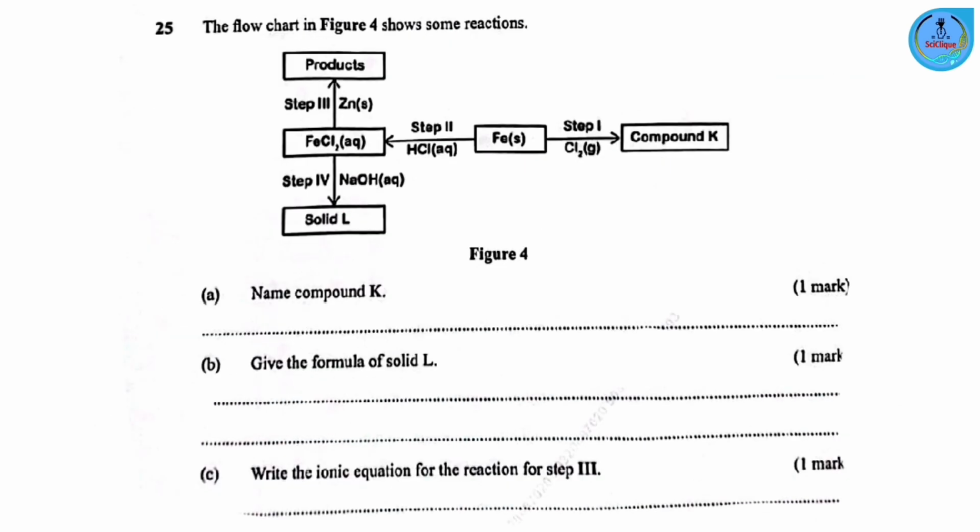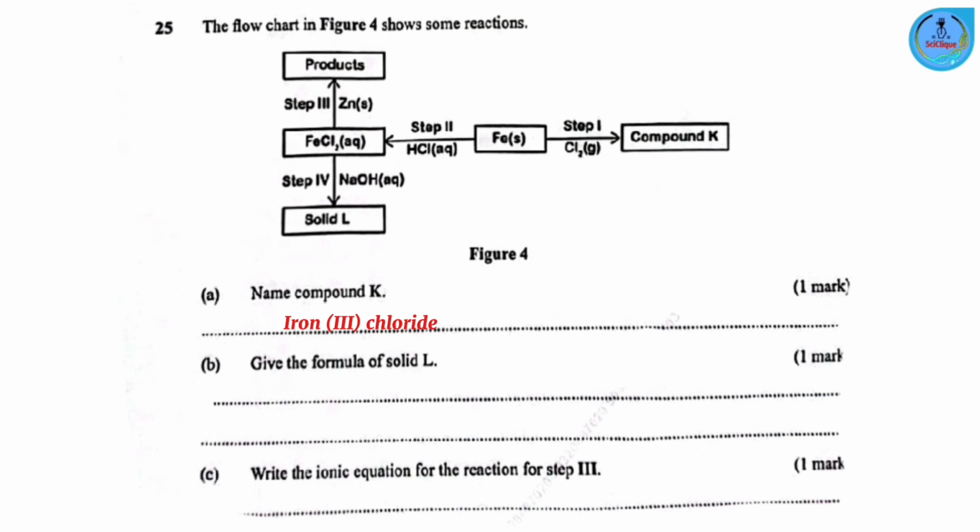Okay, moving on to our next question. The flow chart in figure 4 shows some reactions. Part A, name compound K. K, where art thou? So we have iron reacting with chlorine gas to form iron 3 chloride.